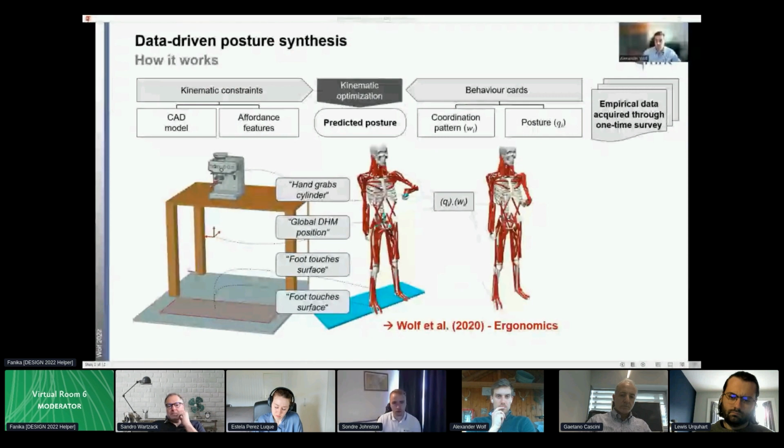In the next step, we can use a kinematic optimization to bring it all together. We use the kinematic optimization to fit the posture from the empirical data into the kinematic constraints using the coordination pattern.